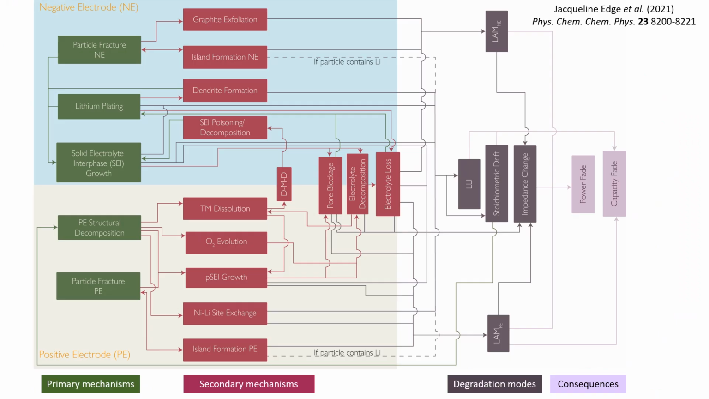So here is a map of this maze of degradation that can occur when the primary mechanisms kick off various secondary mechanisms and all of them interact with each other. And these interactions trigger the various degradation modes, which can be measured by bespoke experiments. And those in turn trigger the capacity fade and power fade that we're all familiar with.